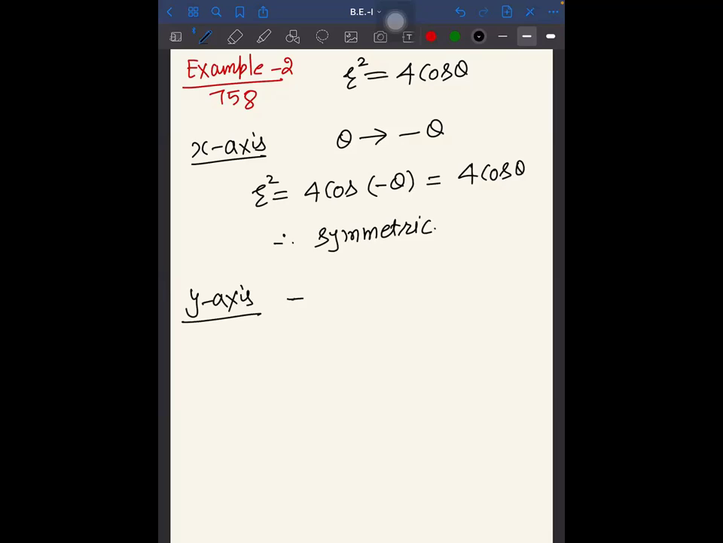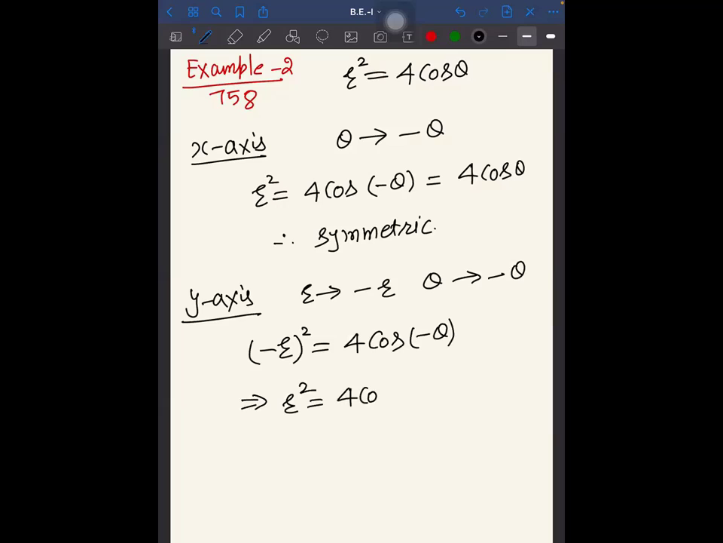Yes, sir. For the y-axis, what we need to do? R to minus R and theta to minus theta. So minus R squared equals 4 cos of minus theta. So it doesn't make a difference. So therefore, symmetric. And what about the origin? Symmetric. This will also be symmetric. So replacing R by minus R, minus R. This is it, nothing else, we have to make only one change. Yes, sir. Fine.